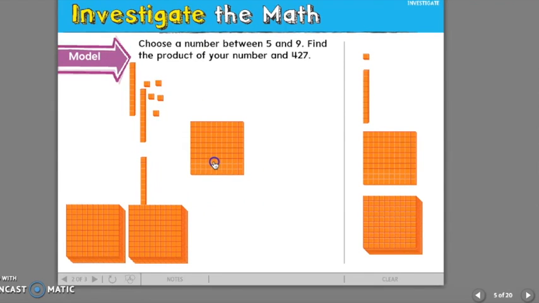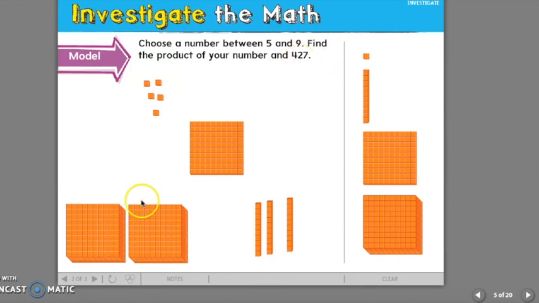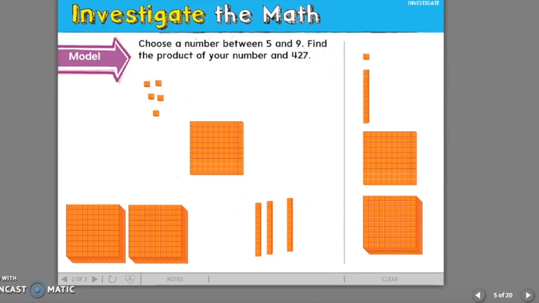100, 3 tens, and 5 ones. So 5 times 427 should be 2,135.